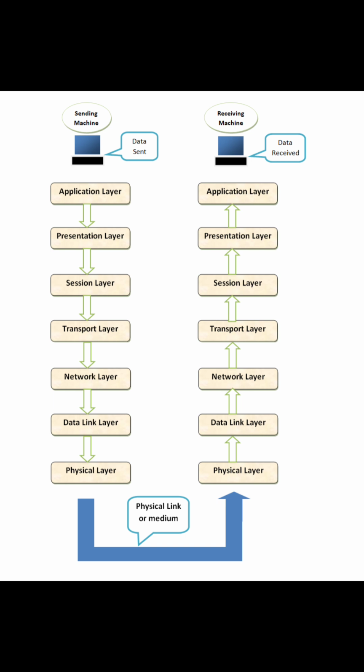Next one is the presentation layer. It extracts the data from the application layer and manipulates it to the required format. It encrypts and decrypts the data. Encrypted data is called ciphertext and decrypted data is called plain text.